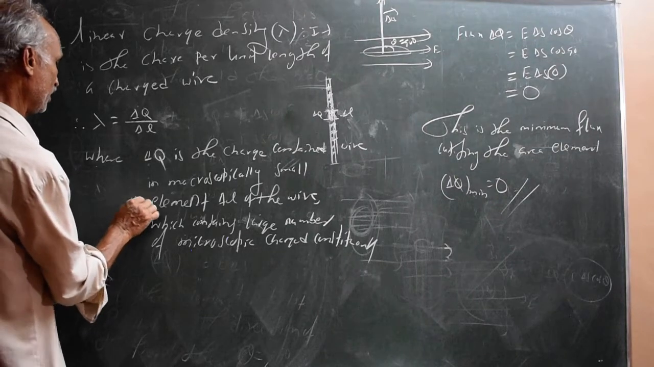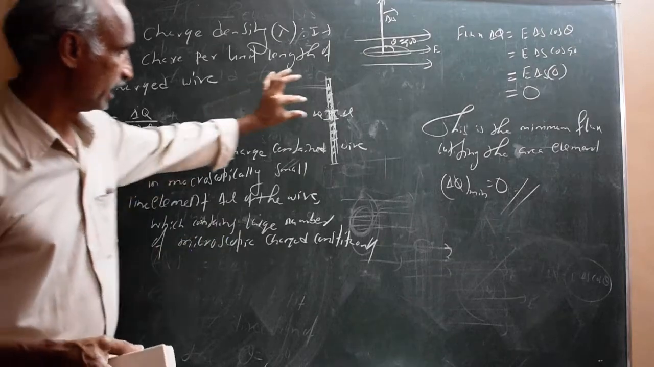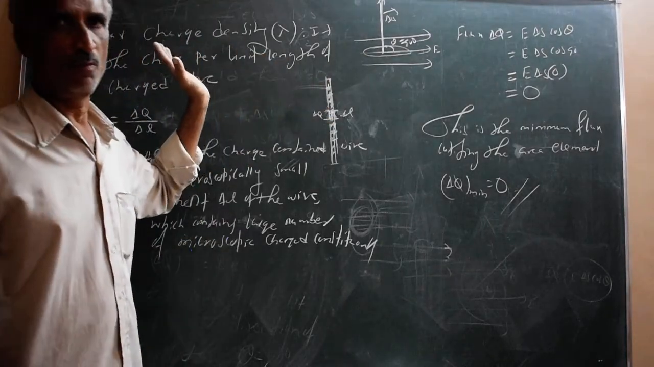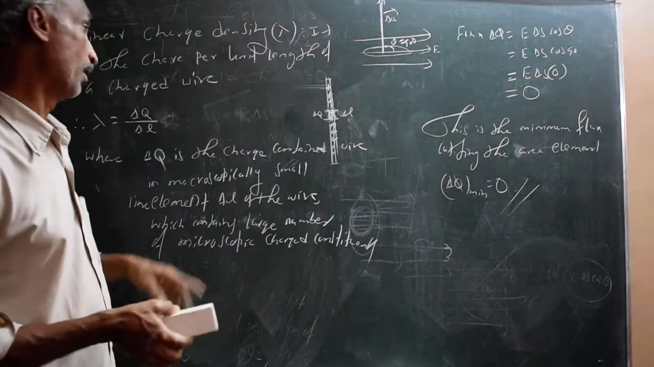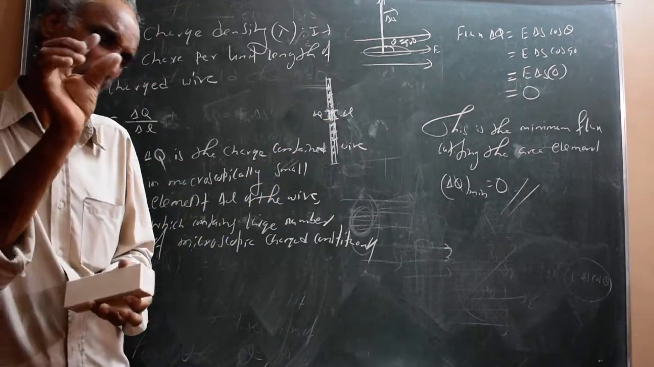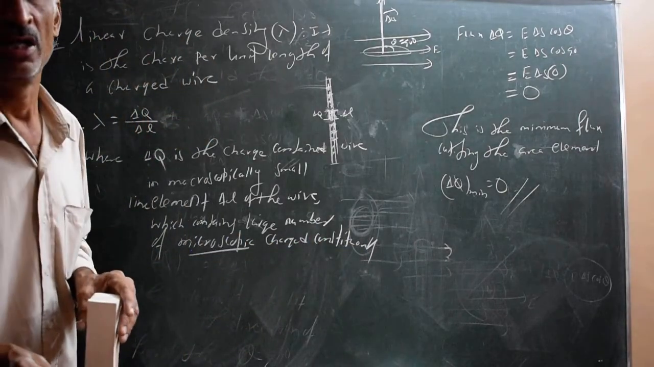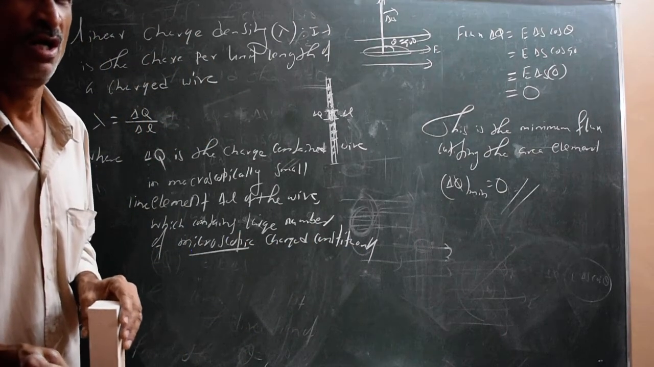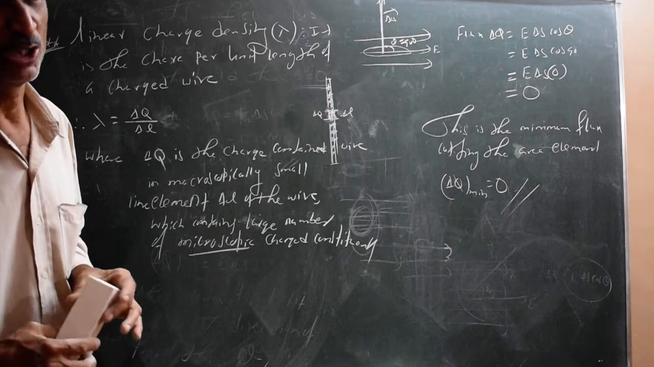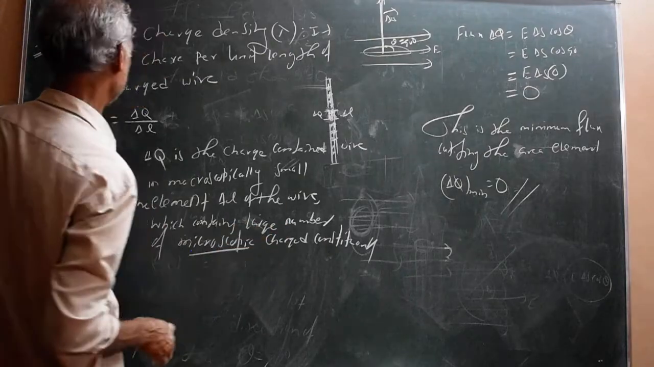So the line element delta L is very small as compared to the macroscopic scale. But even though it is very small, it contains a large number of microscopic charge constituents, because electrons and protons are all microscopically very, very small. So these are microscopic charge constituents.